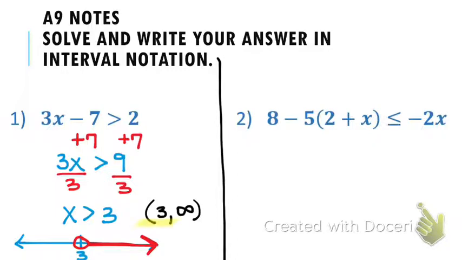On your test, this is the only way I accept the answer. All of your answers in pre-calc should be written in interval notation to get full credit. So that would be how I would want you to write that. Go ahead and start solving number 2. Number 2 is a little bit more complicated because we got to distribute a negative and combine like terms and stuff.